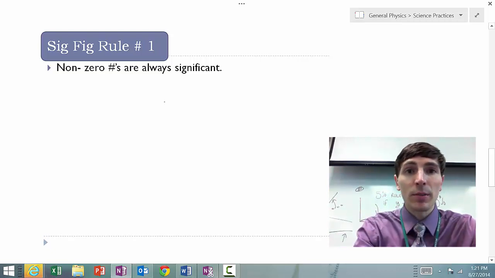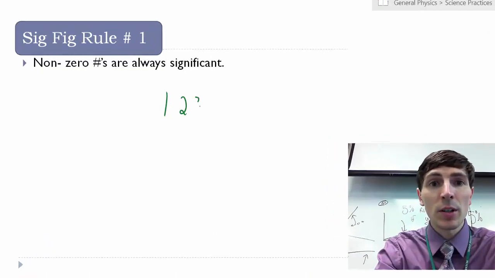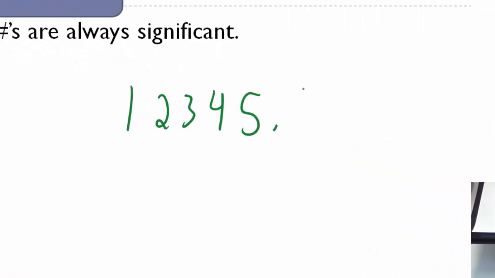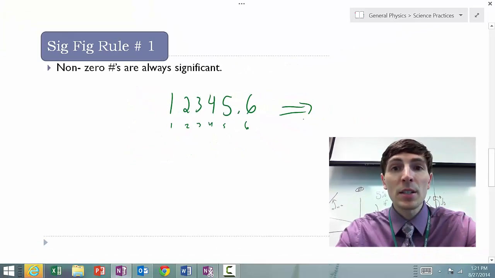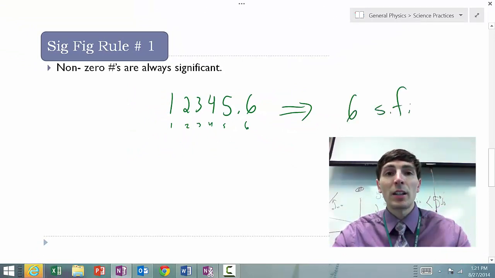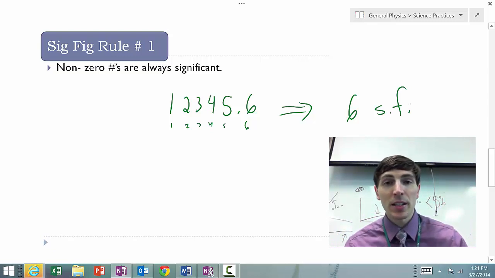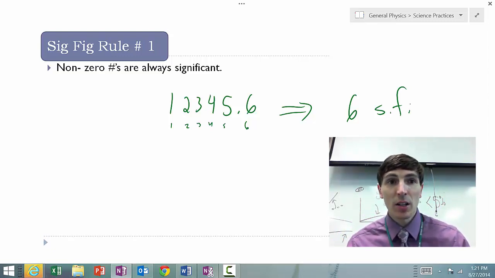So for example, if I have a number like 12345.6, I look at all these numbers and every single one of them is non-zero. So all of these non-zero numbers are significant. So I count them. There's 1, 2, 3, 4, 5, 6 total non-zero numbers. That means this number has 6 significant figures. The only way we get a number like 12345.6 is if we actually measured all those numbers. So this is the first sig fig rule.